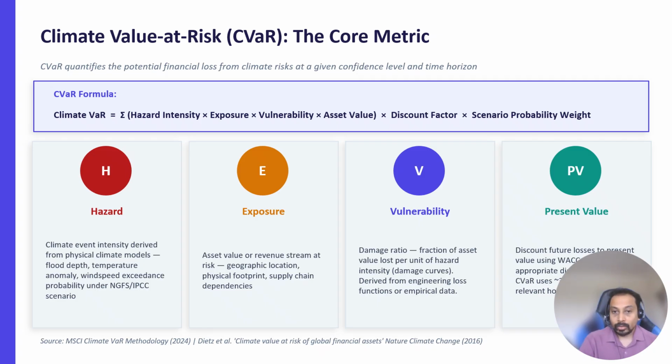So this is the climate value at risk formula, where hazard intensity, exposure, vulnerability, and the asset value are very important. And the discount factor, as I mentioned, is very important, whether it is 3.5% to 10% or maybe more than that. Based on that, you will understand what the climate value at risk will be. This is the formula that big players are using. Depending on which quantification approach they use, they will have different CVaR for the same company. So you have to understand that quickly, and then you can calculate the CVaR very easily.